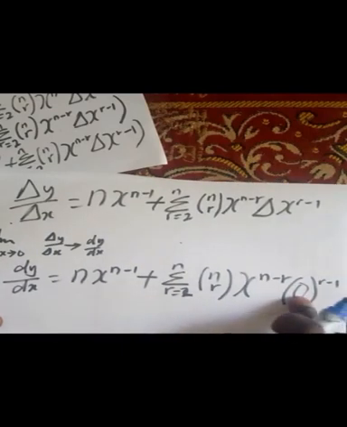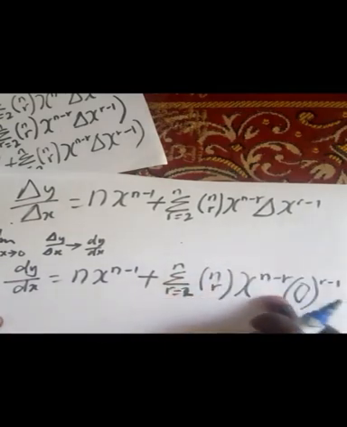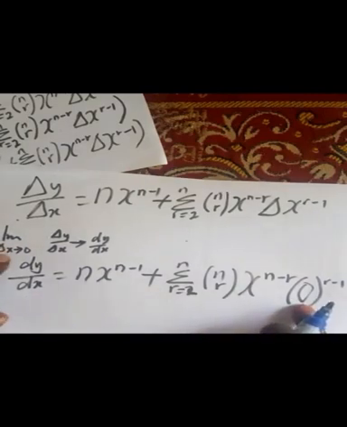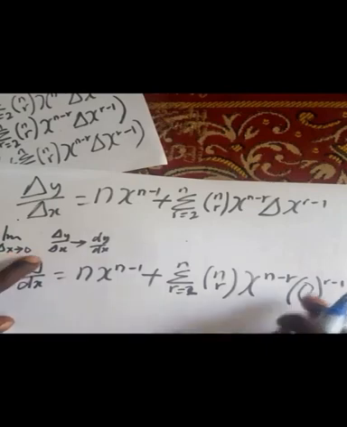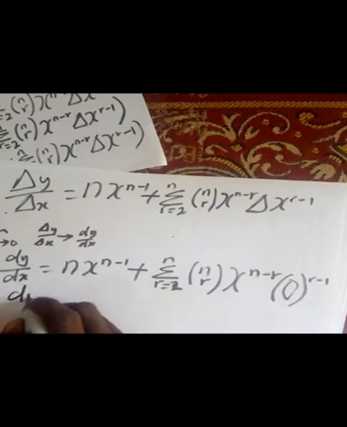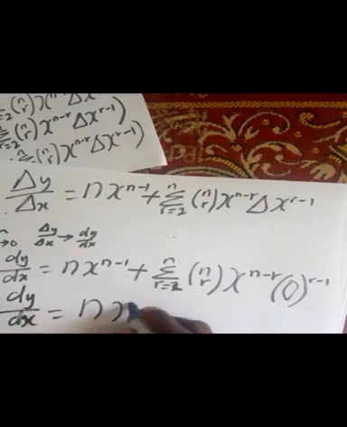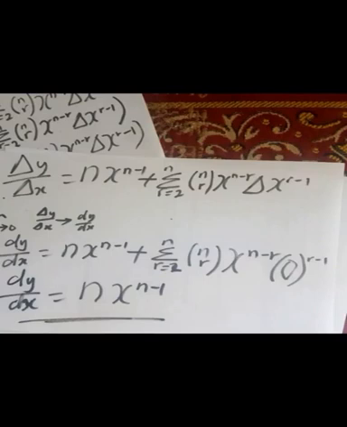So 0 raised to the power of anything is just still 0. And when you multiply any term by 0, it will vanish. We put 0 here because the limit as delta x approaches 0, so you remove delta x and you substitute the value of delta x, which is 0. So it will vanish. This term will just go. So we are going to be left with dy by dx is equal to n x raised to the power of n minus 1. So this is a way to prove it, and I believe this is a very simple proof.